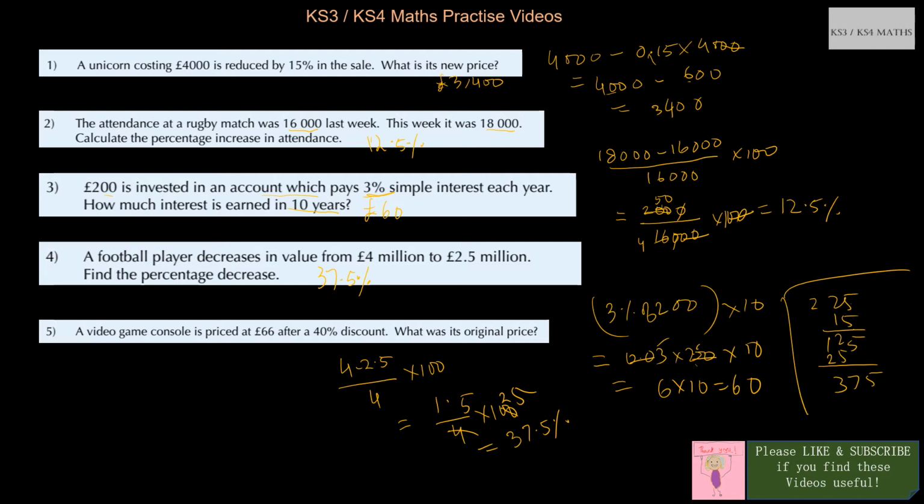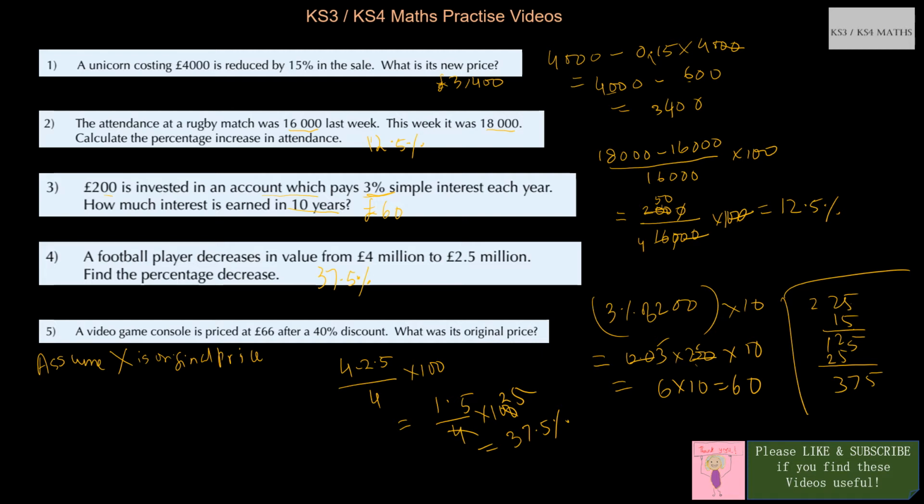The next one, a video game console is priced at £66 after a 40% discount. What was its original price? Okay, original price. So I can assume that the original price is X. So I'm making an assumption here. If X is the original price, then I should get to 60% after a 40% discount.